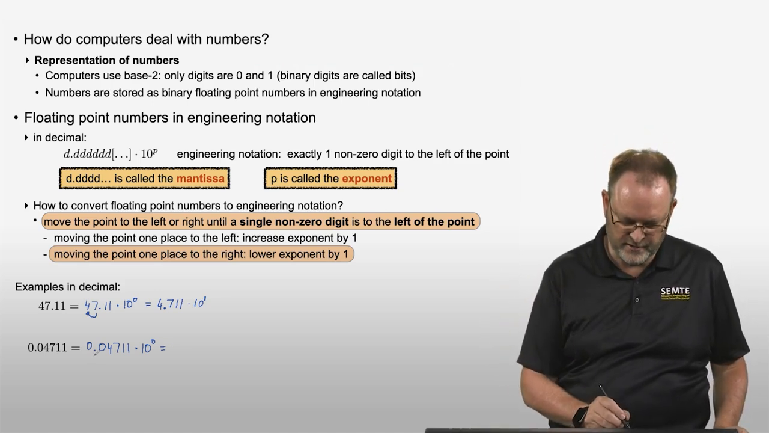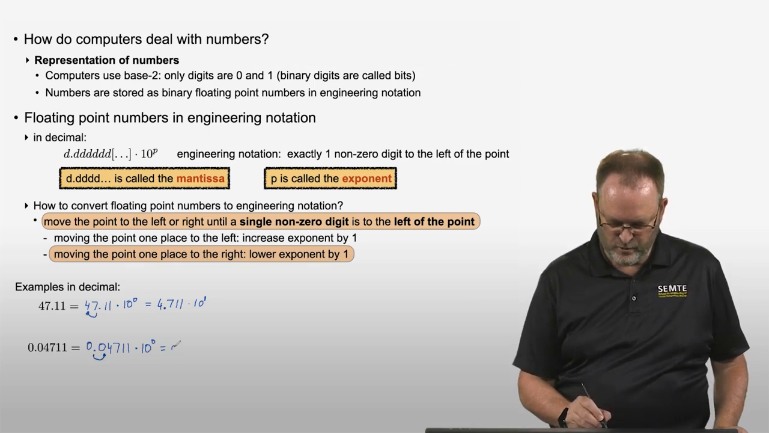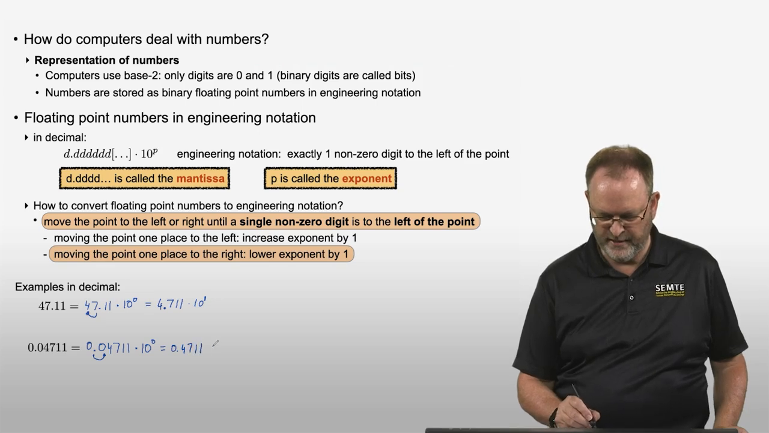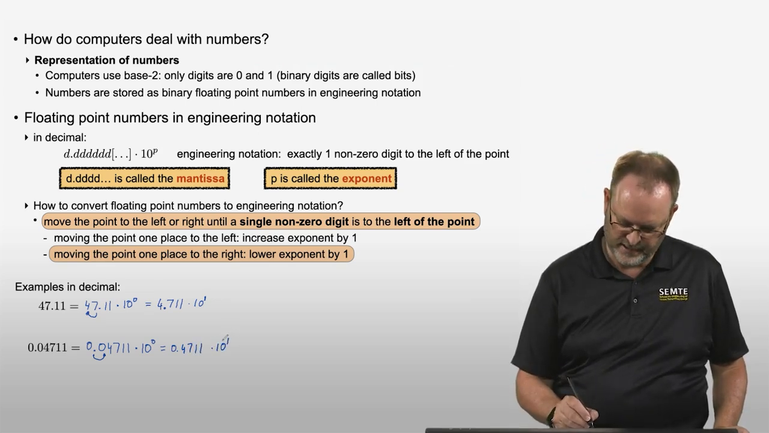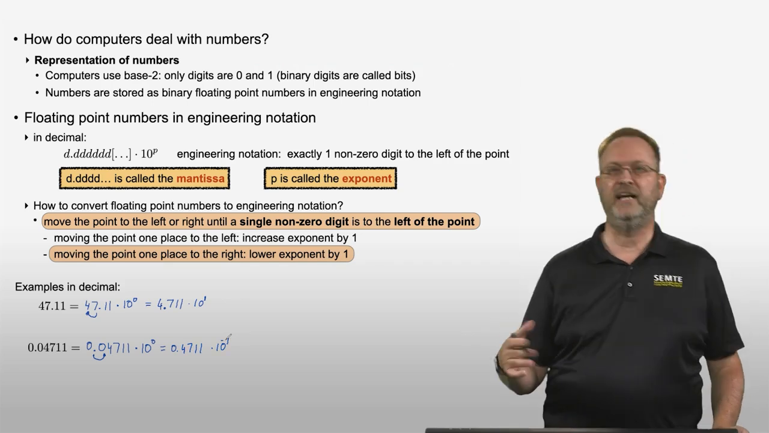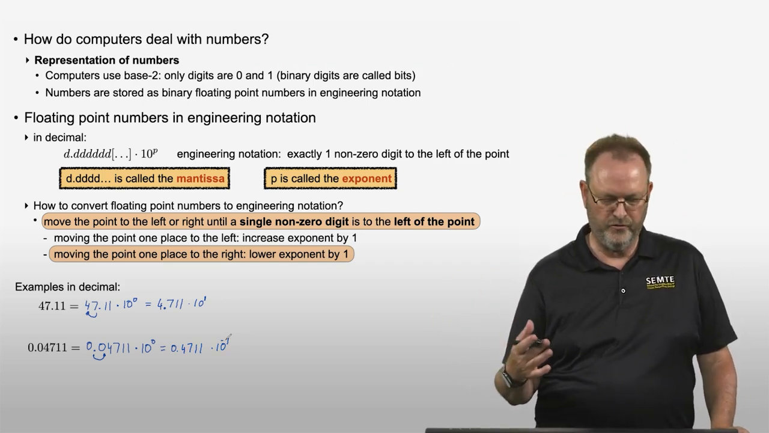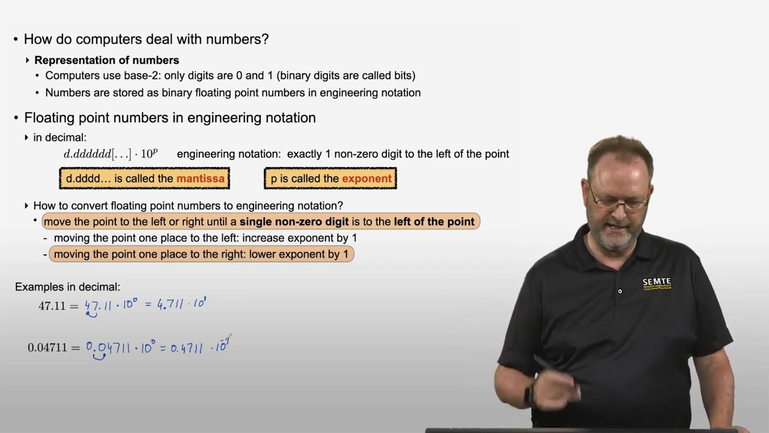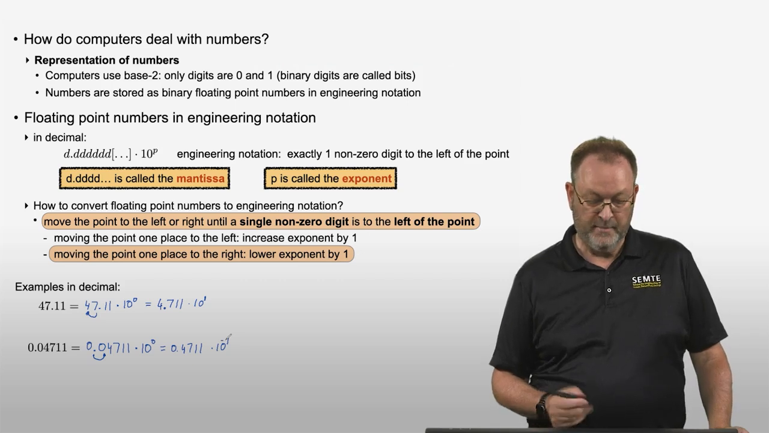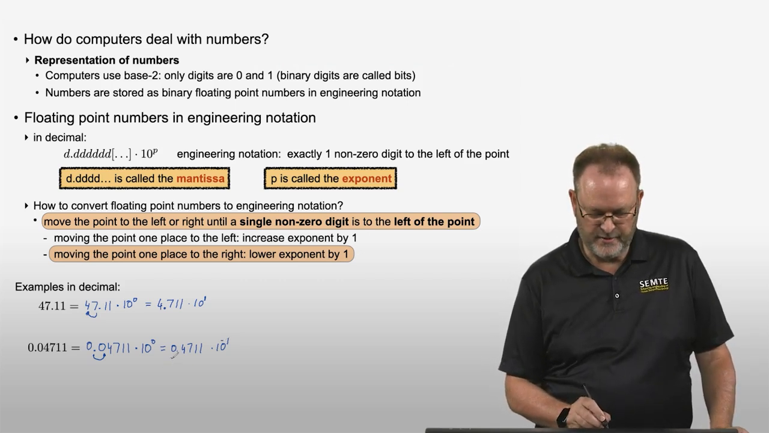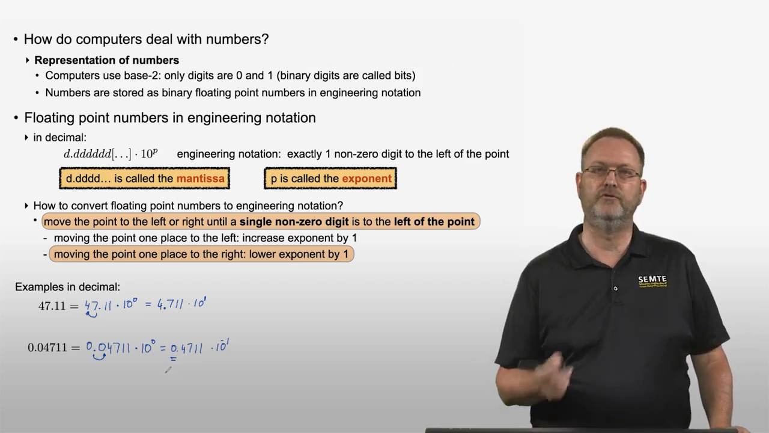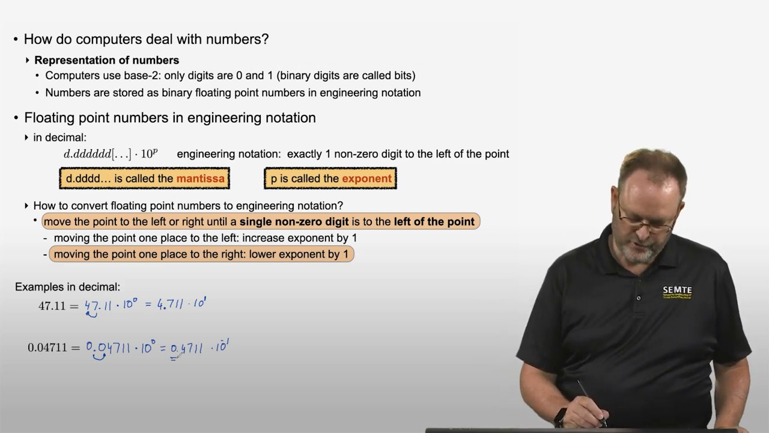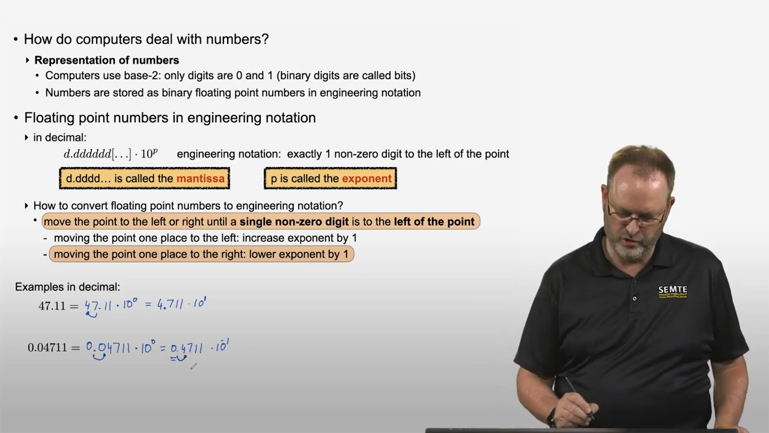How many spots? Well, I have to move it here, right? If I move it there, I would have 0.4711 times 10 to the power negative 1. Why? Because I have to lower the exponent if I move my decimal point over to the right. But this is still not in engineering notation, right? Because I have a 0 to the left of the point. So I have to move this point over 1 more spot.